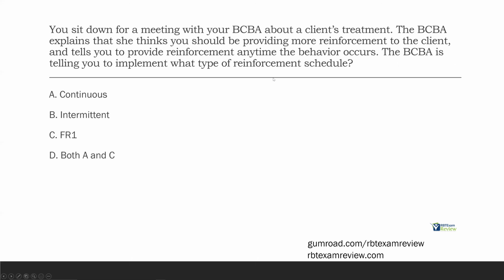You sit down for a meeting with your BCBA about a client's treatment. The BCBA explains that she thinks you should be providing more reinforcement to the client and tells you to provide reinforcement anytime the behavior occurs. The BCBA is telling you to implement what type of reinforcement schedule?